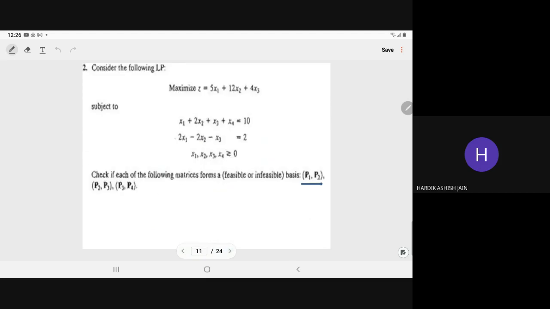Let us understand any doubt in this part. Then with an example I will try to explain.